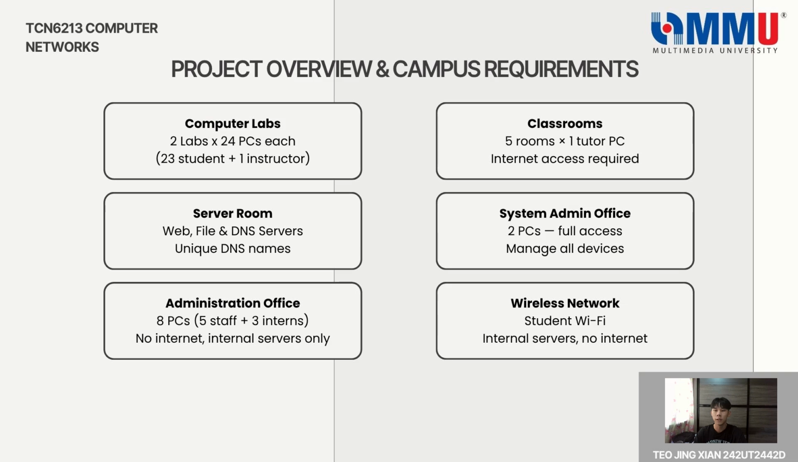Fourth, 5 classrooms, each with 1 tutor PC that requires internet access. Fifth, a system admin office with just 2 PCs but with full access to manage all devices on the network. And finally, a wireless network for student devices, which reaches internal servers but has no direct internet access.